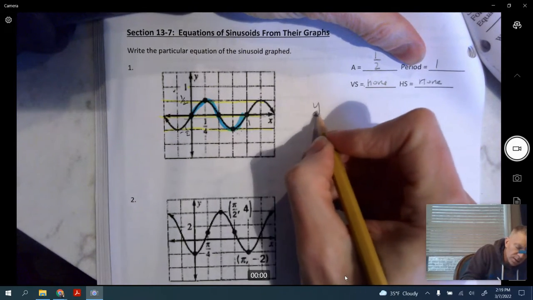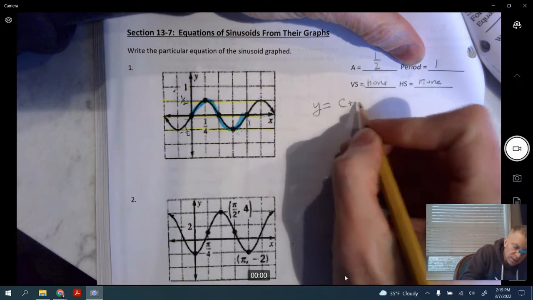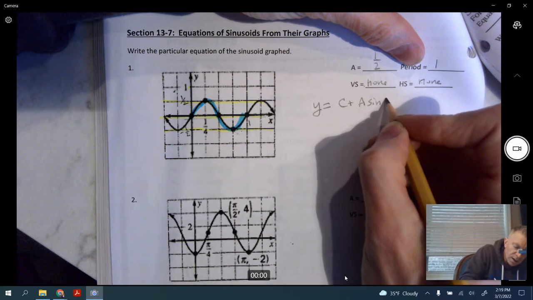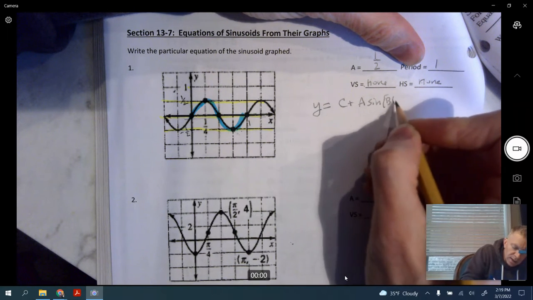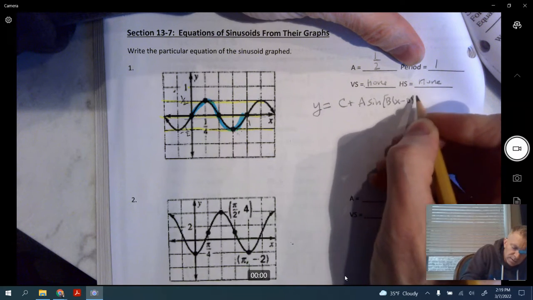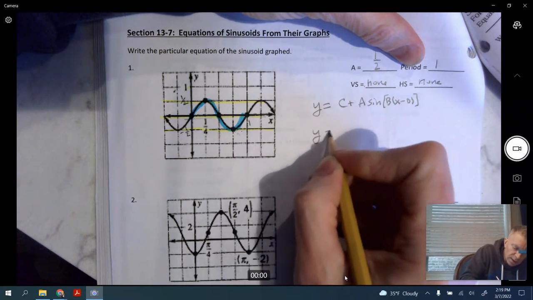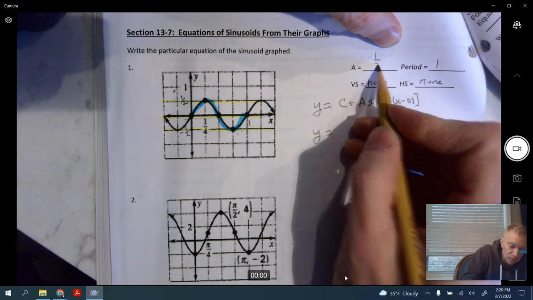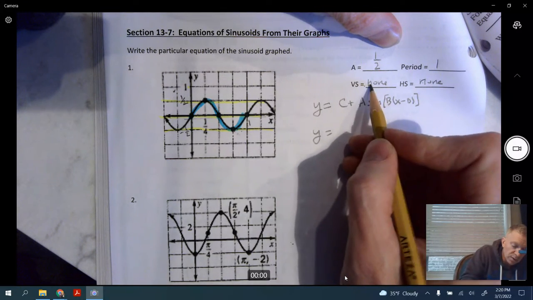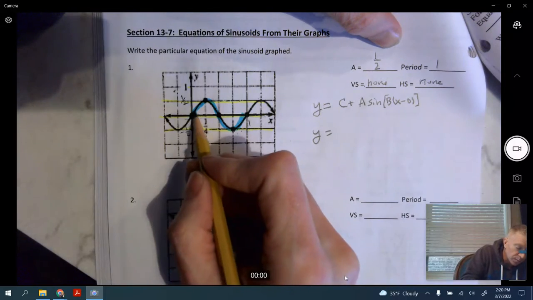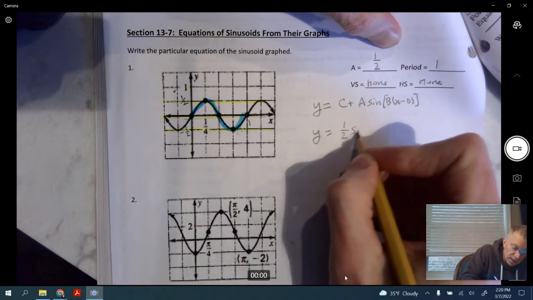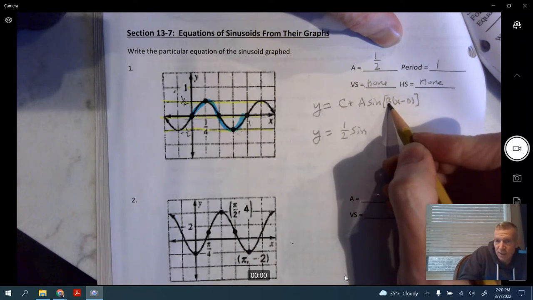Okay, so my equation, y equals c plus a sine or cosine, here I'm deciding to do sine, of b times x minus d. Okay, so that's y equals, the c is your vertical shift, so there's none. So you could say 0 or just leave that alone. Your a value comes from your amplitude. Okay, so we're going to do 1/2 sine of, okay, now the b value.